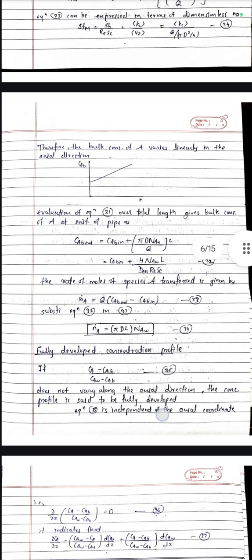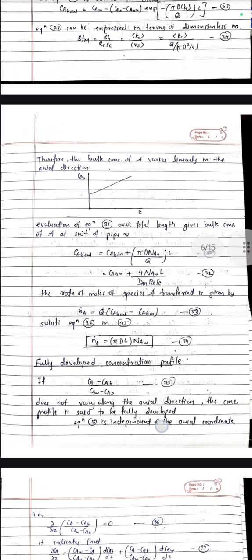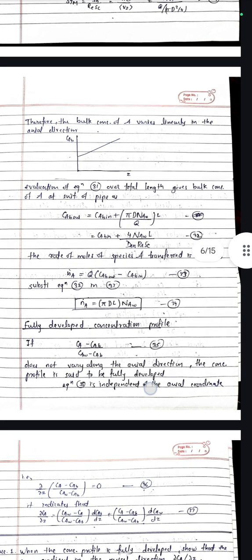The rate of moles of species A transferred is given by NA is equal to Q into (CAB out minus CAB in). Substituting equation 32 in 33, NA is equal to pi d L NAW.